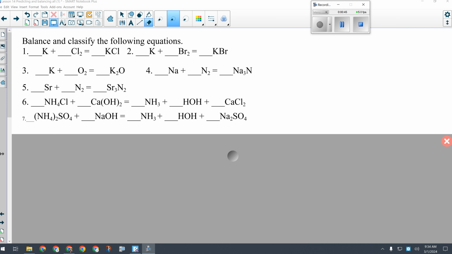Balancing involves you really having to track things back and forth. All right, so I'll give you guys a bit of time to get going on those, and then we'll go through them together, and then we'll work on some more prediction stuff.